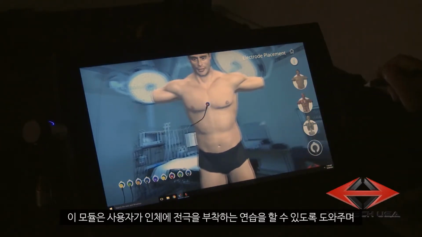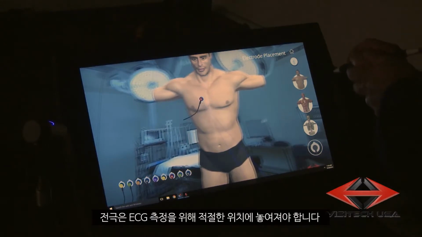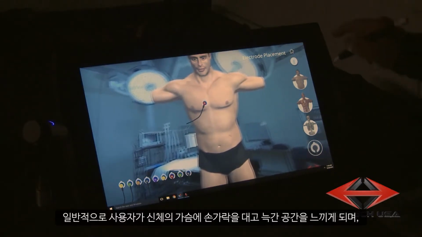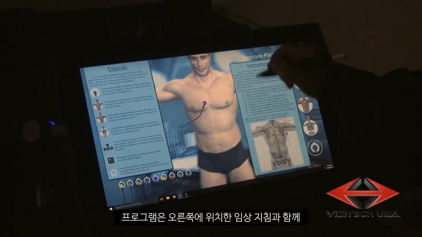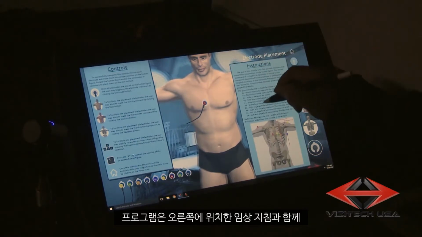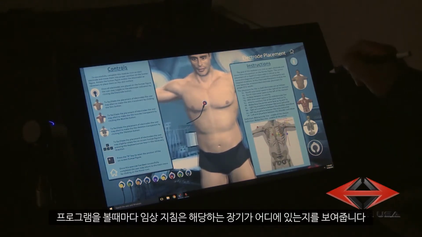And so whenever we place an electrode, we can see that where that placement exists can be very exact. Whenever we place that electrode, we want to place it in a proper position to be able to measure an ECG. What would normally happen is a user would put their finger on the chest of the individual and feel for the intercostal spaces. And what we have inside of the program is controls to help us discover where those intercostal spaces are that are described on the left, as well as the clinical instructions of where to put those on the right. So whenever we look at the application, the clinical instructions show us where to place those.